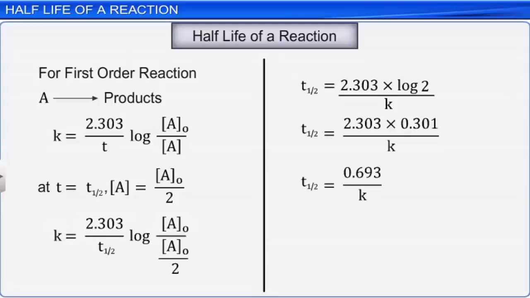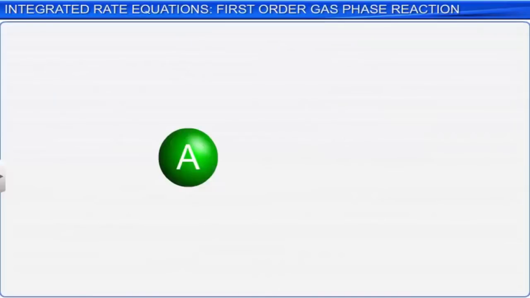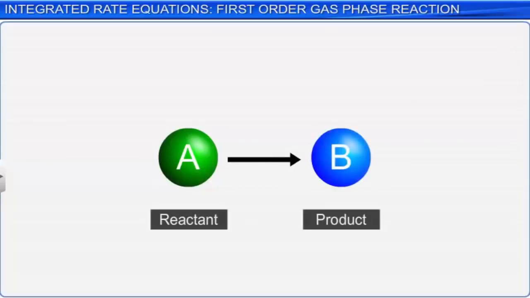From this equation, we can conclude that the half-life period for a first-order reaction is independent of the initial concentration of the reactant. Consider a simple reaction in which reactant A gives product B.